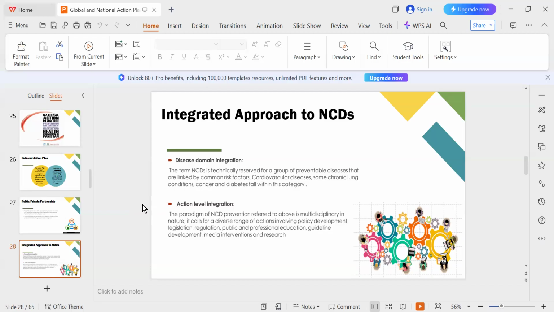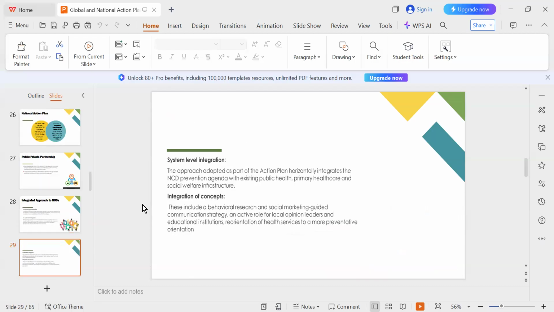non-communicable diseases prevention referred to above is multidisciplinary in nature. It calls for a diverse range of actions involving policy development, legislation, regulation, public and professional education, guideline development, media interventions, and research. Then there is system level integration. This approach adopted as a part of the National Action Plan horizontally integrates the NCD preventive agenda with existing public health, primary healthcare, and social welfare infrastructure.